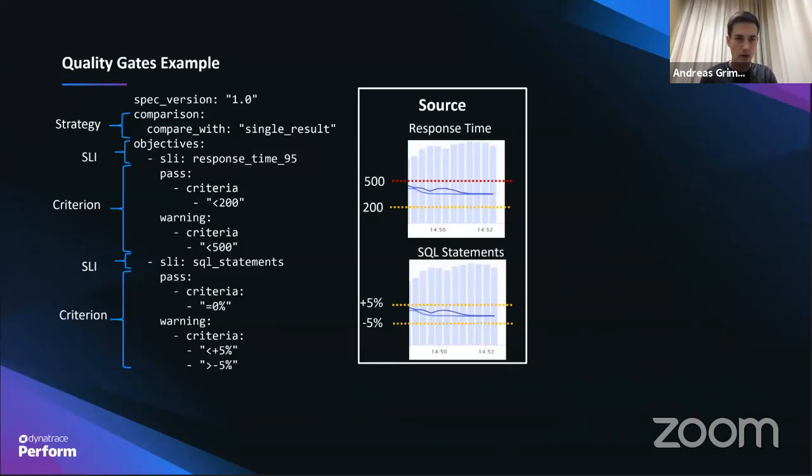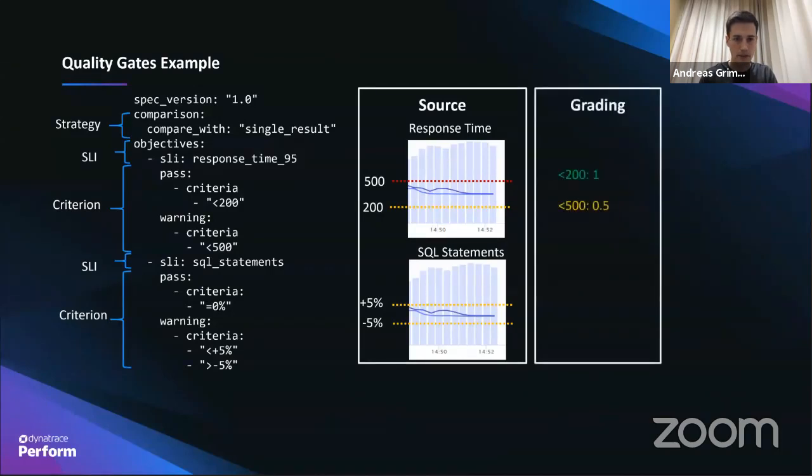Cool. Now, maybe this looks a little bit abstract. Let's see how Keptn does the evaluation. Here we go through an example using the grading on the right side. If the value is between 200, we get a pass. For each pass, we get 1 point. For a warning, we always get half a point. And this is similar to the SQL statement.